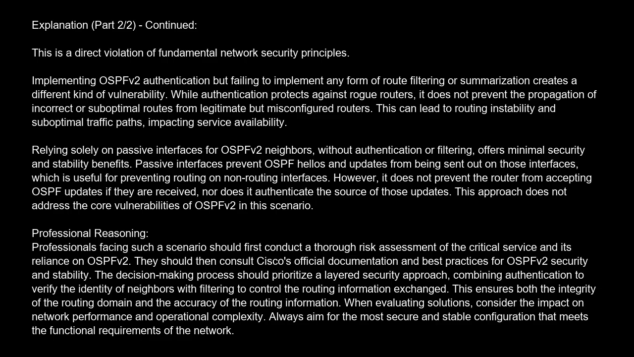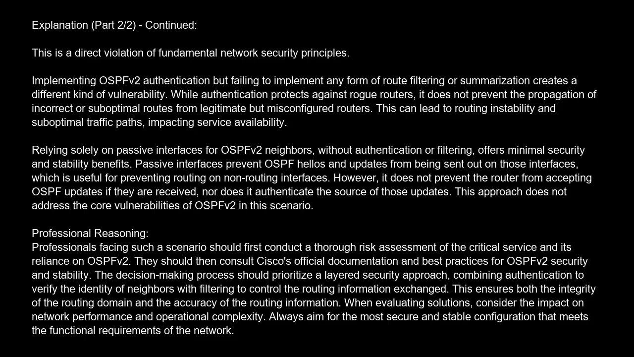Implementing OSPF2 authentication, but failing to implement any form of route filtering or summarization creates a different kind of vulnerability. While authentication protects against rogue routers, it does not prevent the propagation of incorrect or suboptimal routes from legitimate but misconfigured routers. This can lead to routing instability and suboptimal traffic paths, impacting service availability.